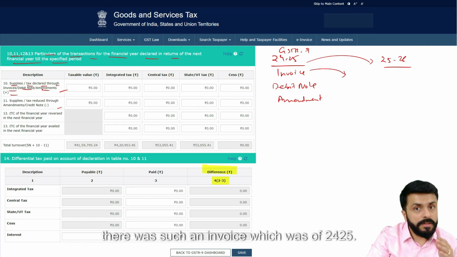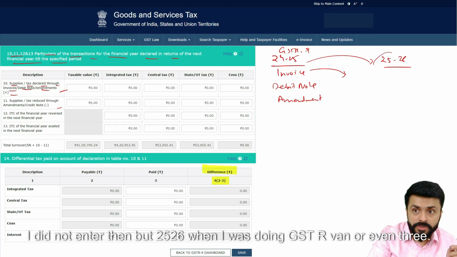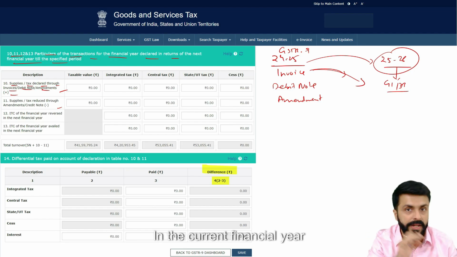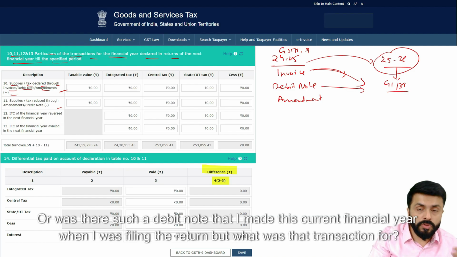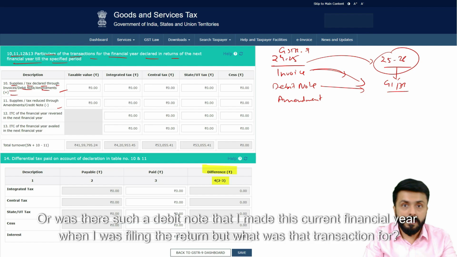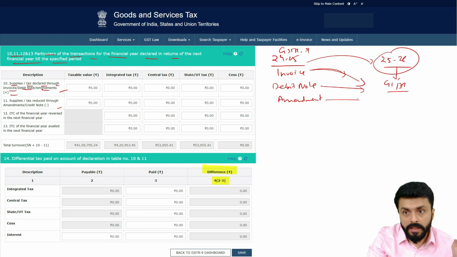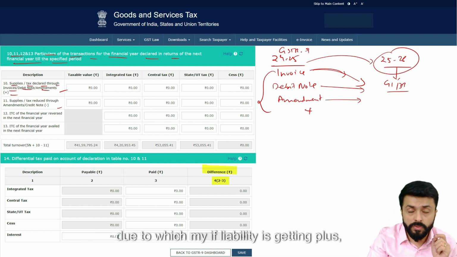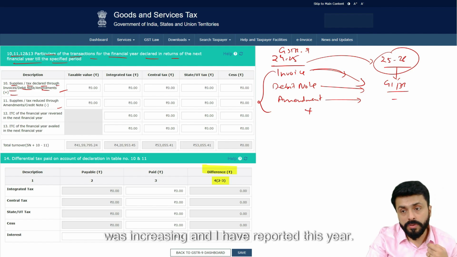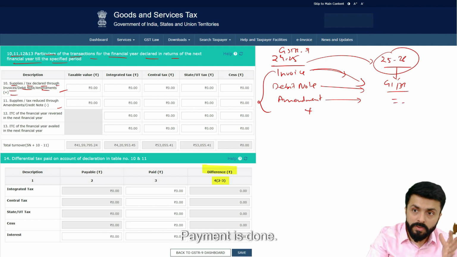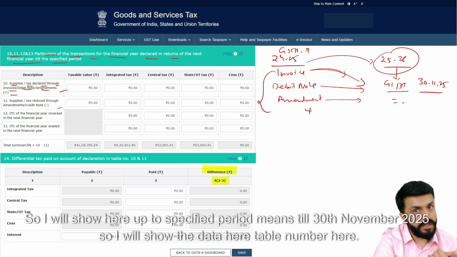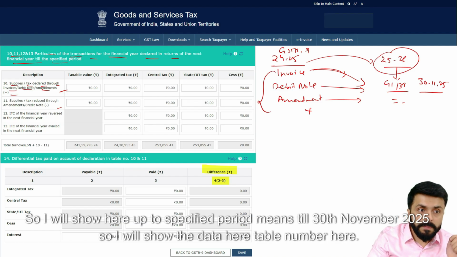i.e. there was such an invoice which was of 24-25. I did not enter it then, but in 25-26 when I was doing GSTR-1 or 3B, wherever I paid, I incorporated this invoice into it. In the current financial year, or there was such a debit note that I made in this current financial year when I was filing the return, but what was that transaction for? 24-25, the amendment showed a lower value. Now I am showing more, due to which my liability was increasing, and I have reported this year and made the payment. So I will show here up to the specified period, meaning till 30th November 2025. So I will show the data here.